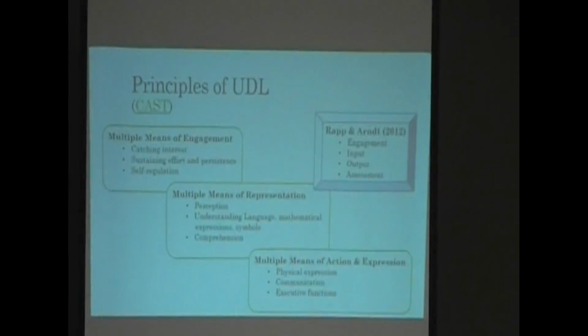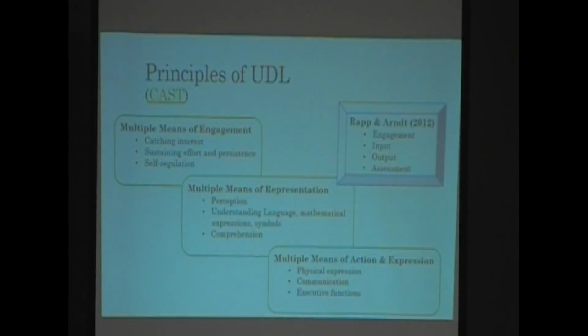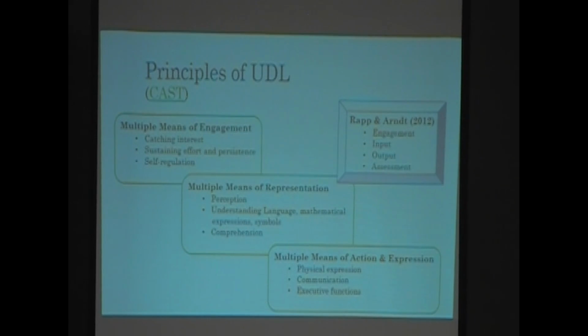And then my colleague and I, when we published our textbook in 2012, added assessment. And so we call these engagement, input, output, and assessment. So you want all four of those pieces to be universally designed for folks. Because a lot of what happens in schools is we say, yeah, they can show us what they know all semester long, but at the end they still have to take that same standardized test. And that happens in New York schools.